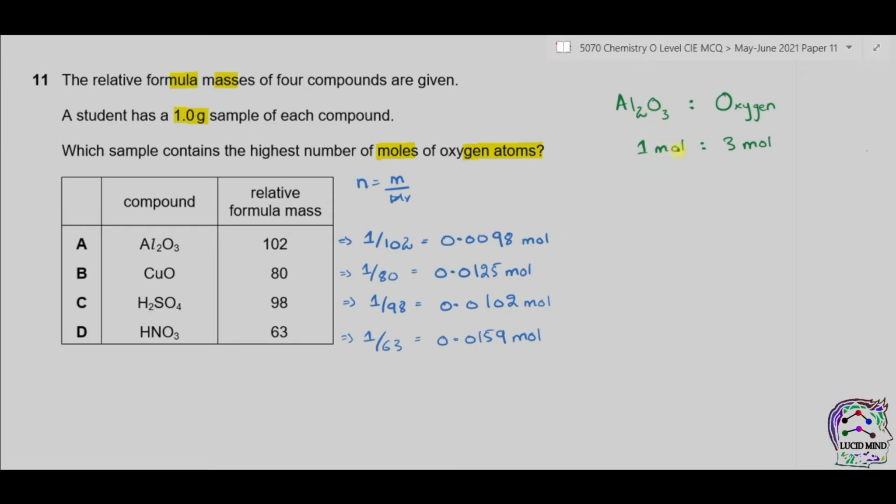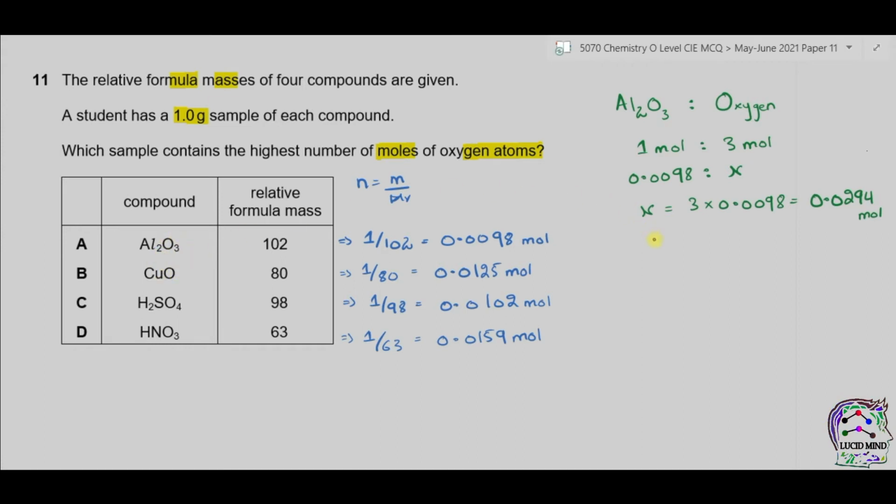If 1 mole of aluminum oxide has 3 moles of oxygen, then 0.0098 moles of aluminum oxide will have X moles of oxygen atoms. By cross multiplying, we can find the value of X. So it is 0.0294 moles. This is the moles of oxygen atoms present in 1 gram of aluminum oxide.